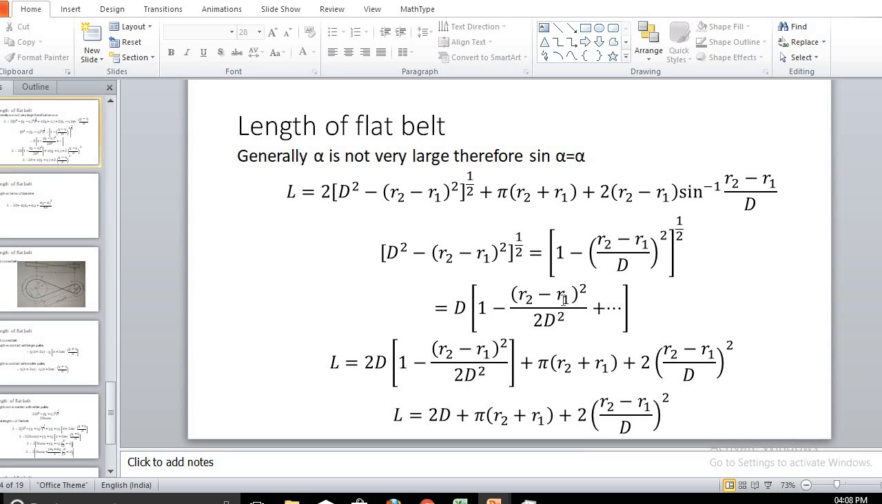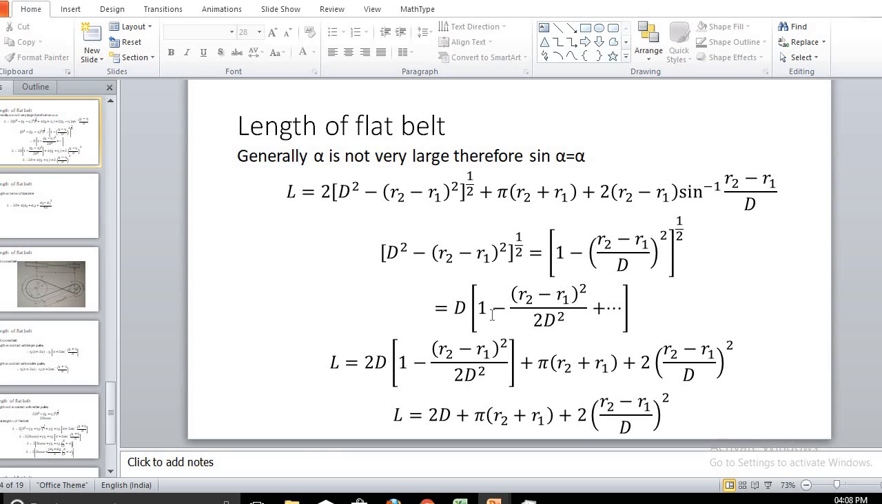After expanding this, we will get d into 1. Now this bracket, 1 minus something x, suppose 1 minus x square raised to 1 half.